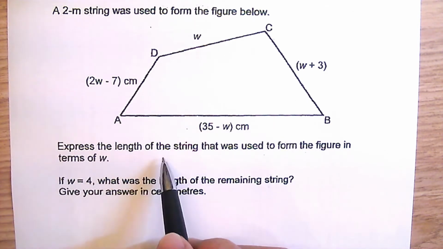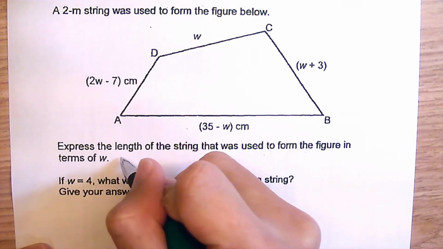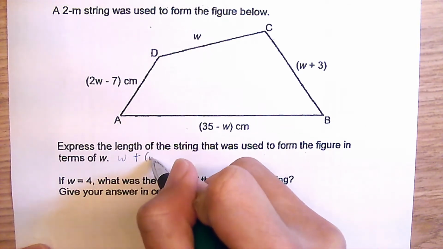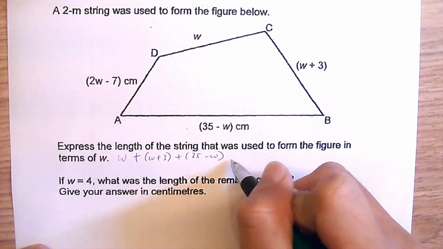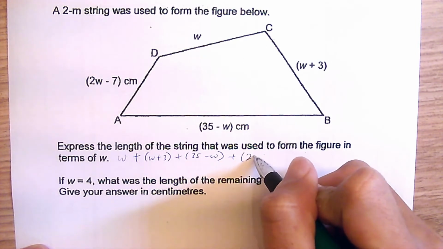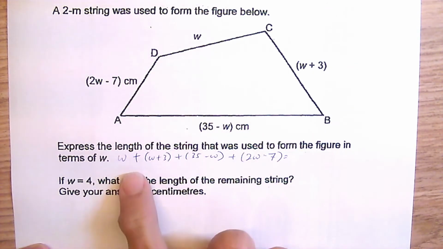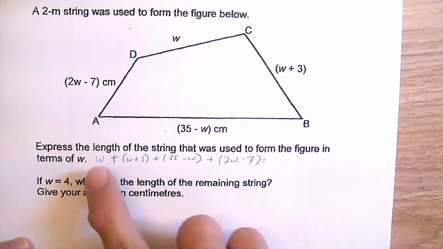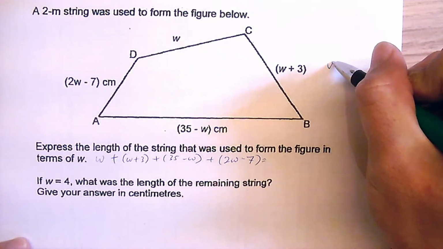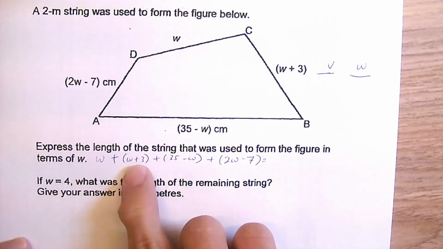They say express the length of the string that was used to form the figure. So we're just going to write it down. We have W plus 3 plus 35 minus W plus 2W minus 7. Okay, what I'll always teach my students is break all of them down and use this method I'm going to teach you. Okay, use my method. Always go and write variable and whole number. Variable, we have W plus W.